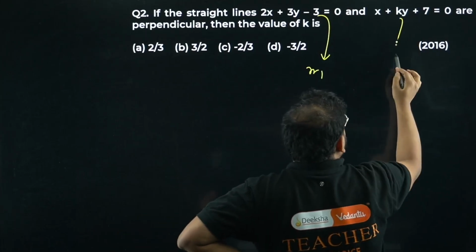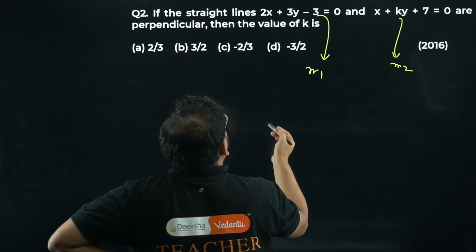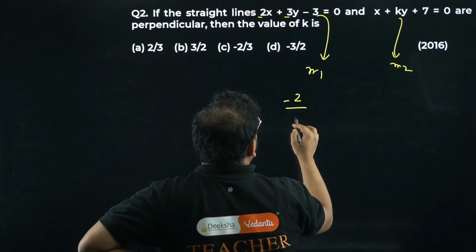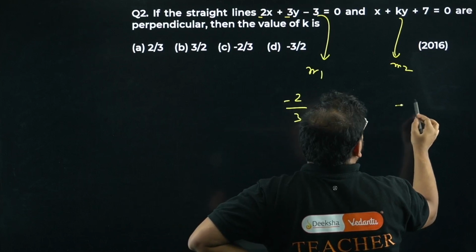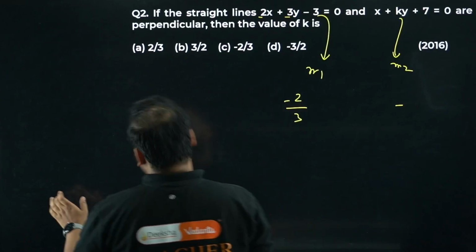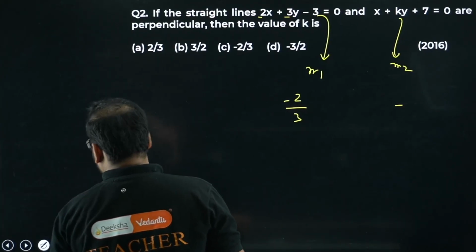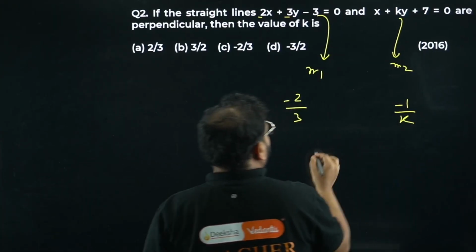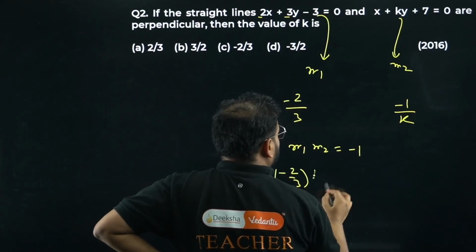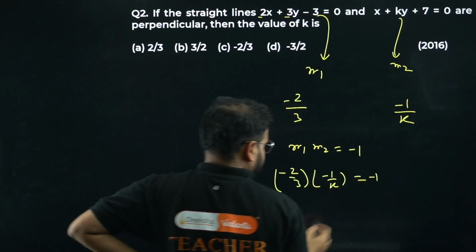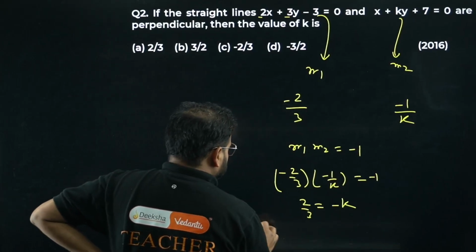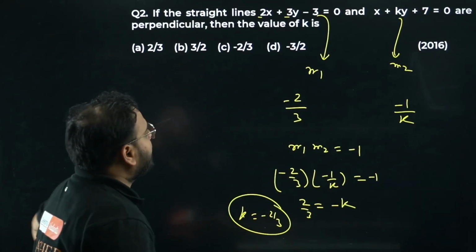m1 over here, m2 over here. Find m1. Comparing, it is minus x by y, so minus 2 by 3. And m2 is minus 1 by k. We know m1 times m2 should be equal to minus 1. So minus 2 by 3 times minus 1 by k equals minus 1. I have 2 by 3 equals minus k, so k equals minus 2 by 3. Option C is correct.